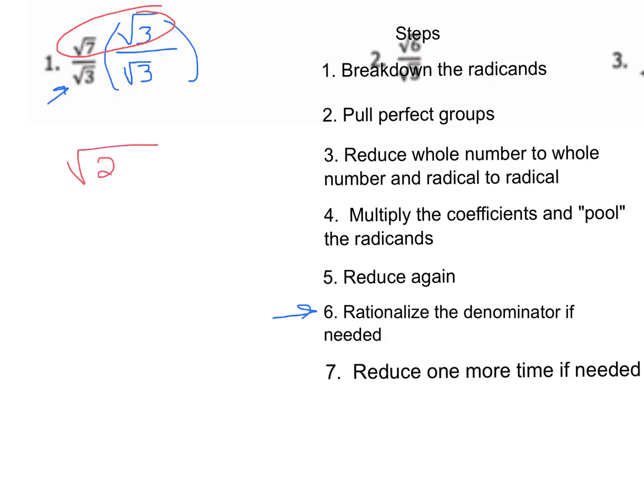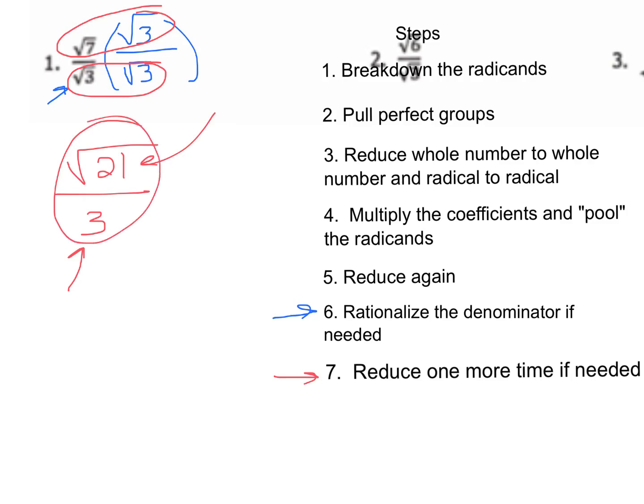So you get radical 21 all over, and rad 3 times rad 3 is regular 3. So now we don't have a radical in the denominator. And our last step is to reduce one more time if needed, but again, this is a regular number and this is a radical. We can't intermix and reduce those. So this right here is our final answer.